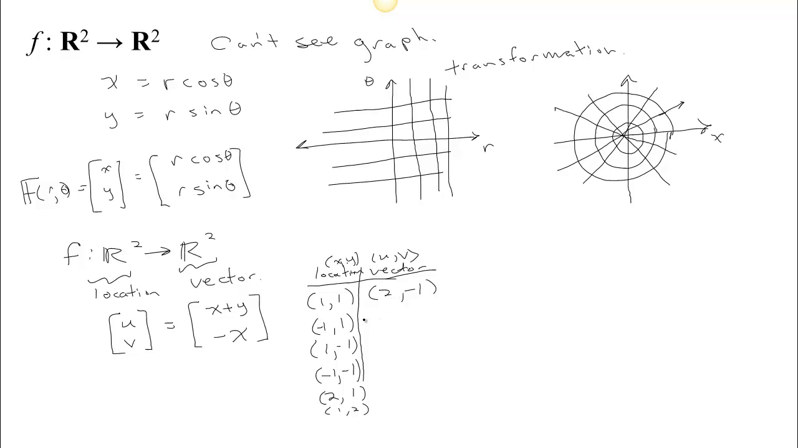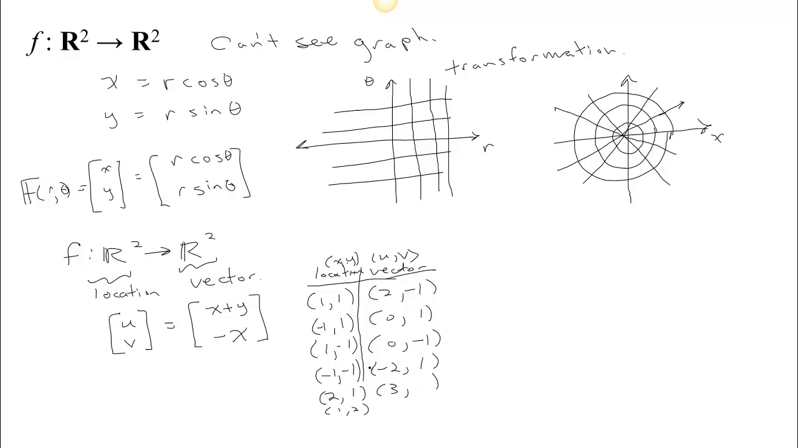There's our output vector. At the location negative 1, 1, x plus y is 0, and negative x is 1. At the location 1, negative 1, the sum is 0 again, and negative x is negative 1 this time. And at the location negative 1, negative 1, the sum is negative 2, and the opposite of x would be 1. So for each location, I'm able to create this vector that has entries u and v.